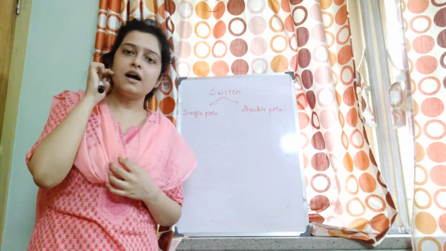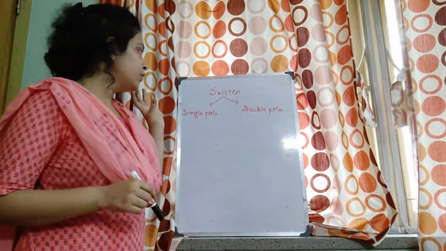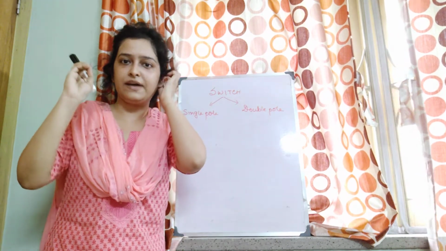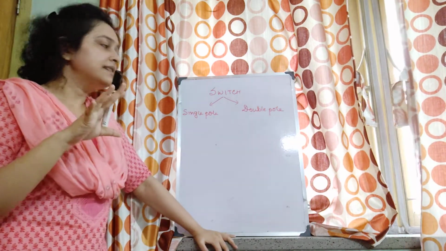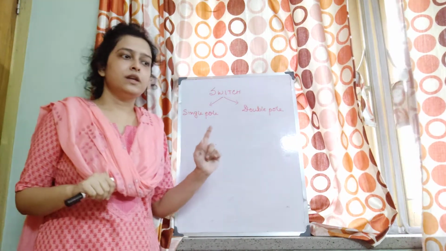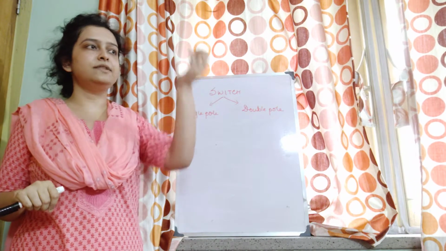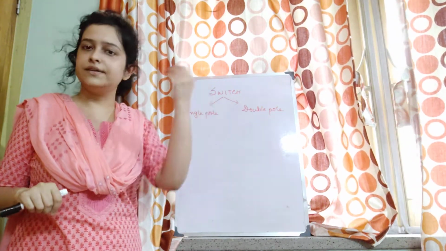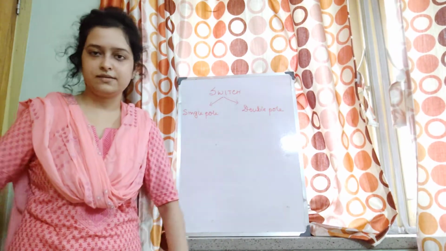Okay, let's start with the switch. Now, what is a switch? You obviously know, it's the on-off device for any appliance, and switches are of two types. Single pole switch, that means the switch which we generally use for any appliance. When we put it on, the appliance will start working. When we put it off, the appliance will stop working.